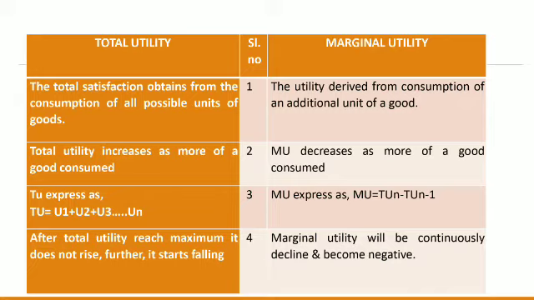After total utility reaches its maximum, it does not rise further; it starts falling. In the table we discussed 24, and later it started falling to 22. If you consume more, total utility will again decline. What about marginal utility? It continuously declines. It becomes 0, and later it becomes negative.